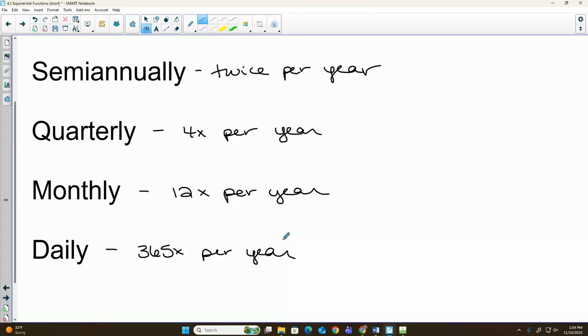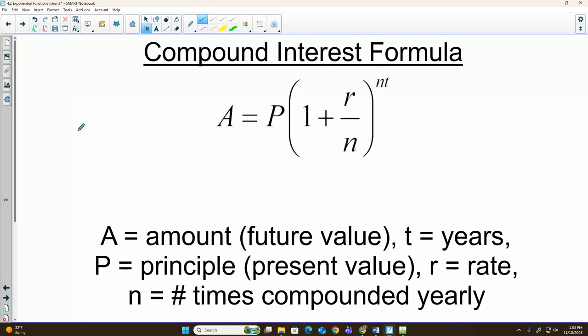So the more often you're compounding, the higher your amount is going to be. If I get paid interest daily, then my amount is going to grow faster. This could get higher than daily. You could be paid every hour or every minute or every second, and that leads into what's called continuous compounding. So we're looking at two forms of finding interest.